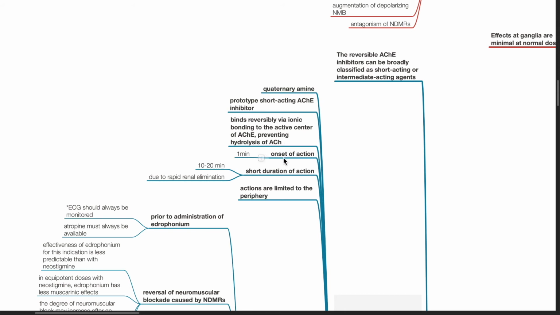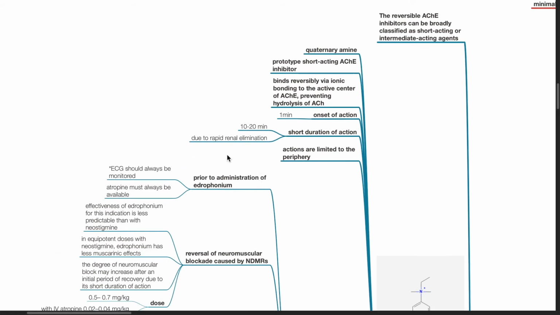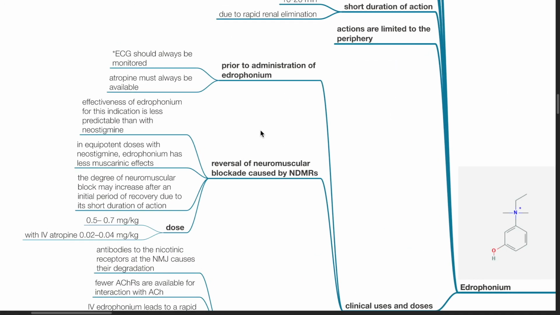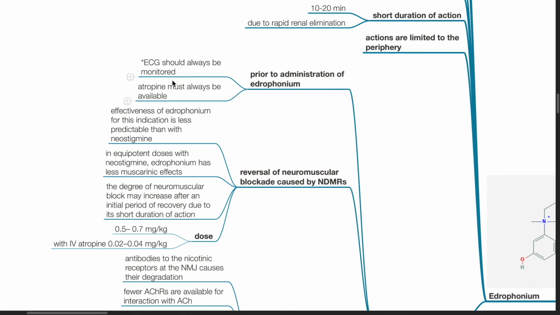Onset of action is 1 minute. It has a short duration of action of 10 to 20 minutes due to rapid renal elimination. Actions are limited to the periphery. Clinical uses and doses. Prior to administration of edrophonium, ECG should always be monitored. Atropine must always be available.